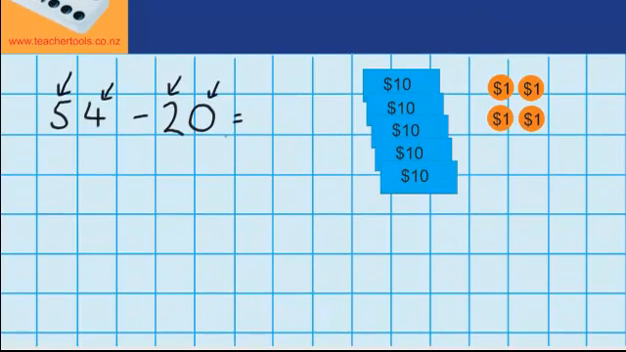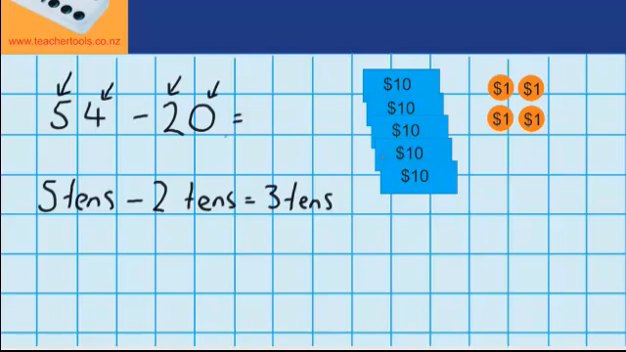Well, let's start with the tens. I've got 5 tens, and I need to take away 2 tens. That's going to leave me with 3 tens. And I could come over to my diagram over here and you could see if I got rid of that one and I got rid of that one, that would just leave me with these 3.